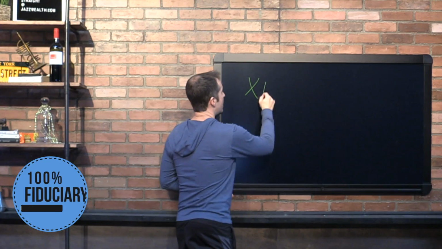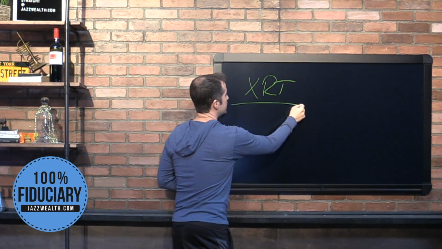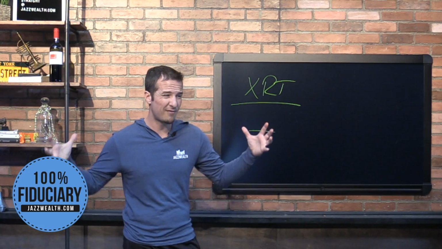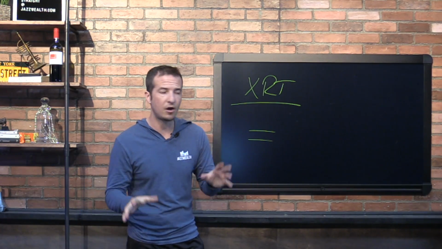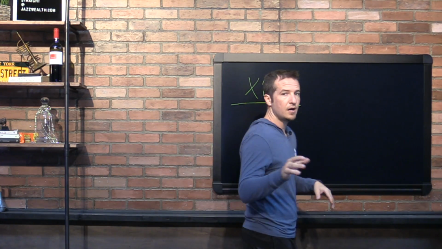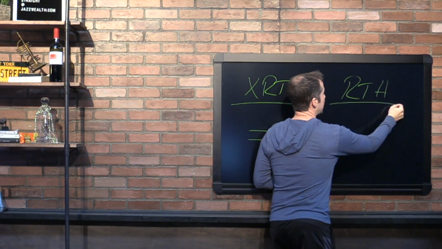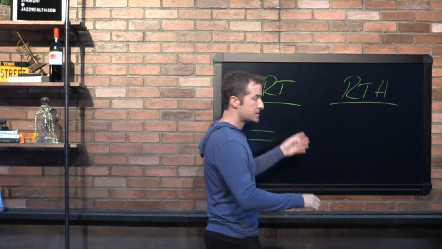So the XRT, what they said is, we're going to be an equal weight fund. We're not going to put any weight to anything. We're going to have all the retail stocks in there. They're basically all going to have about the same size investments. The RTH, they said, we're going to be a market cap weighted fund, right? Just like we've been talking about.